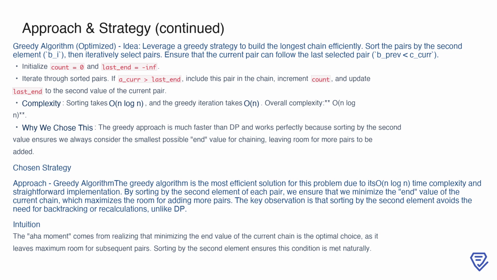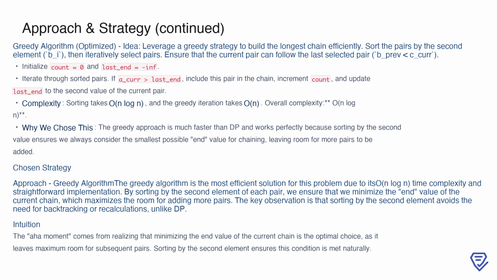As we iterate through the sorted pairs, we check if the current pair's start value is greater than the last selected end value. If it is, we include this pair in the chain, increment the count, and update the last end value. This process is efficient because sorting takes O(n log n), and the greedy iteration is O(n), making the overall complexity O(n log n).